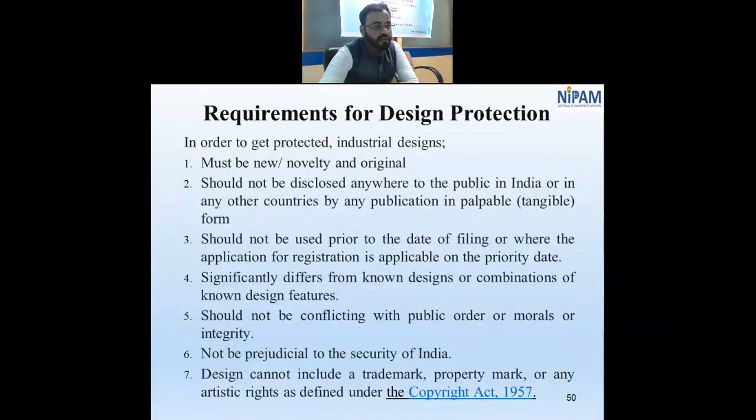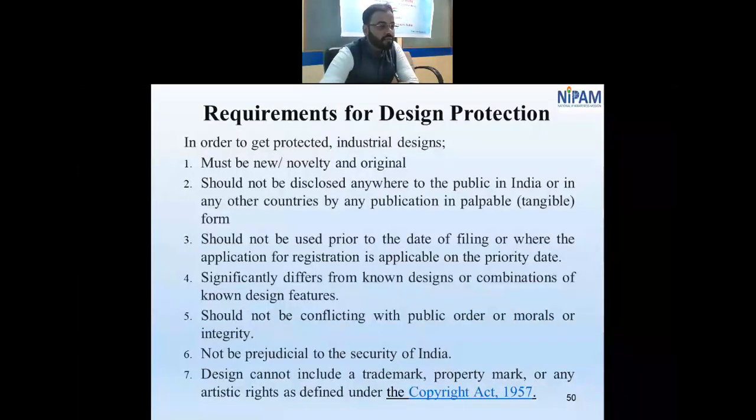Requirements for design protection. Obviously, it must be new and novel. It must be original. It should not be copied. Obviously, it cannot be intellectual property if you have copied it from somewhere else. Should not be disclosed anywhere to the public. Should not be used prior to the date of filing. It must be new, and first disclosure must be made in front of patent office only.